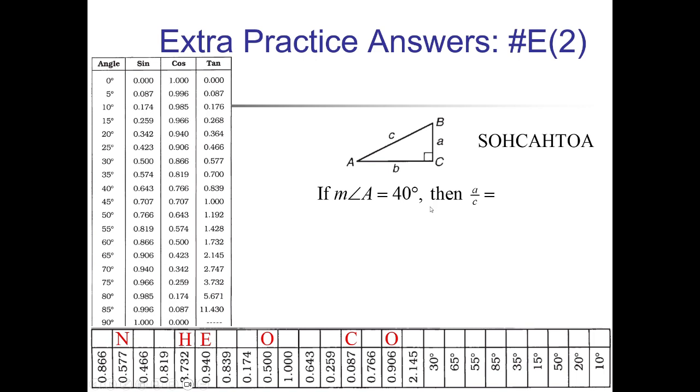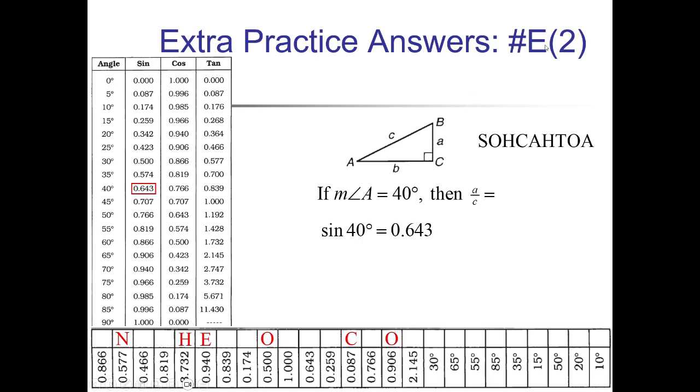So on this problem, we're told angle A is 40. We want A over C. So A over C, based off of angle A is the opposite side. It's across from A. C is the hypotenuse. So opposite over hypotenuse, just using my SOHCAHTOA thing I'm going to write down every time here, that's going to be sine. So basically, if I want A over C, I'm asking for sine of the angle, sine of 40. And I'm going to now look that up in my table. So we have 40 degrees, sine, that's 0.643.